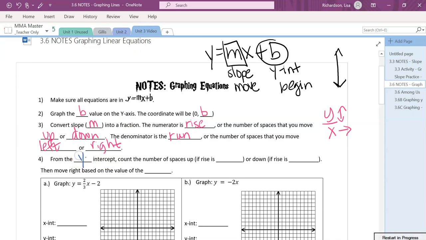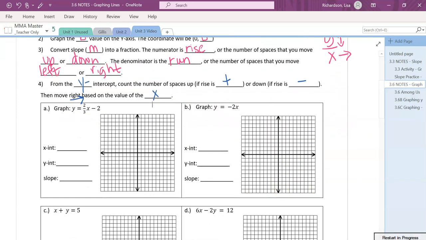From the y-intercept, you're going to count the number of spaces up if rise is positive, or down if rise is negative. Then move right based on the value of the x. And the reason I have you move up or down and to the right is because on a graph and in English we read left to right. So always consider, this is our English, this is our left to right. Numbers go left to right to get bigger, okay?